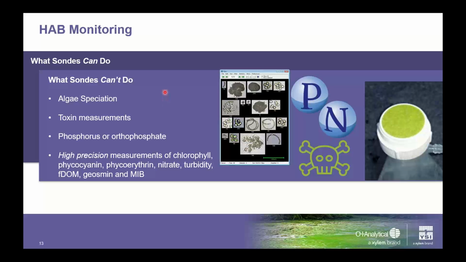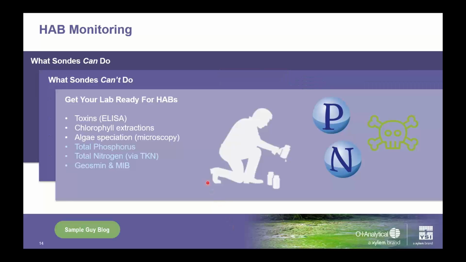So sondes can't give you some of these other things, though, that you would be interested in for a harmful algal bloom monitoring program. They can't tell you specific species of algae, such as you can get with a flow cam or a microscope. They can't measure toxins for you, though in some situations those pigments are an indicator of the toxins. They can't measure phosphorus or orthophosphate, and they can't give you high precision measurements of these other parameters that are definitely of interest when you're doing harmful algal bloom monitoring.